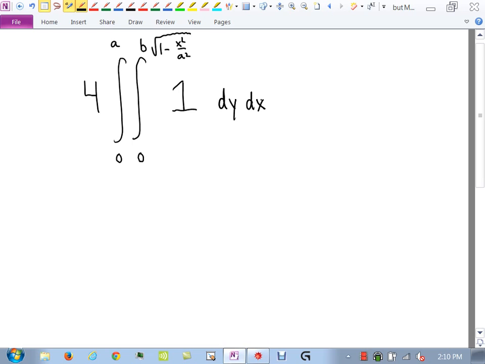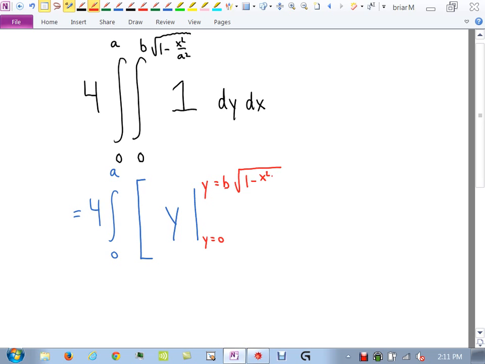Because depending on what your region looks like, if it's type 1 or type 2 or a rectangle, that order of dx, dy doesn't matter. So they usually use dA for the general statement. What's the antiderivative of 1 with respect to y? y. So we have 4 integral 0 to a, bracket in here. We said it was y evaluated from y equals 0 to y equals b square root of 1 minus x squared over a squared, and then dx.